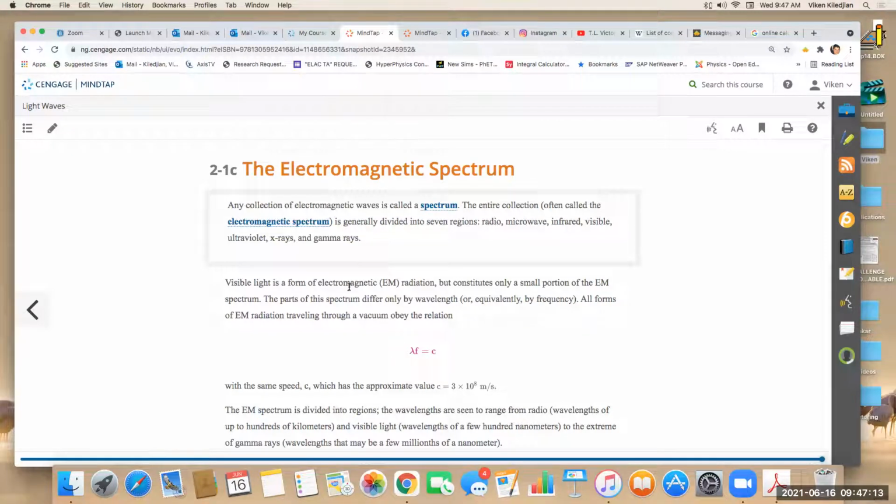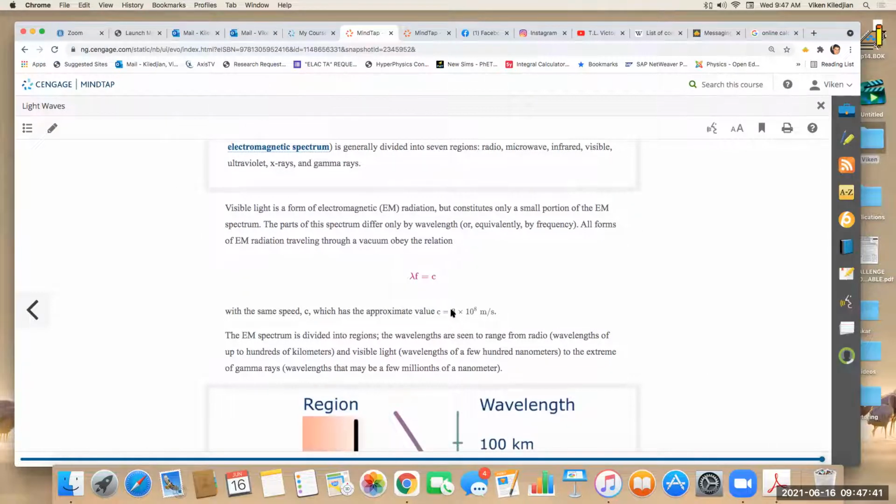So visible light is a form of electromagnetic radiation, but constitutes only a small portion of the electromagnetic spectrum. The parts of the spectrum differ only by wavelength, or equivalently by frequency. All forms of electromagnetic radiation traveling through vacuum obey the equation lambda f is c, and c is the speed of light in vacuum. It's the symbol for the speed of light. And c is equal to 3 × 10⁸ meters per second.